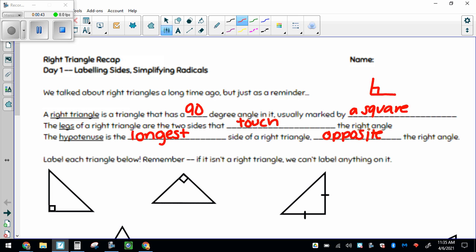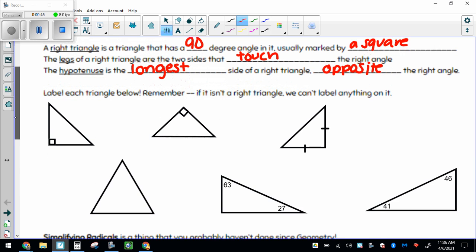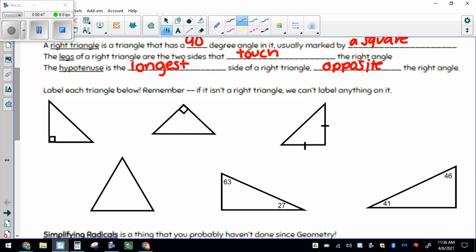All right, so this first warm-up says to label each of the triangles below. First off, you have to check that it's a right triangle. This one is because of that right angle marking right there. So these two sides are the two that are touching that right angle. So these are both a leg. And then this one, across from the right angle, this is the hypotenuse.